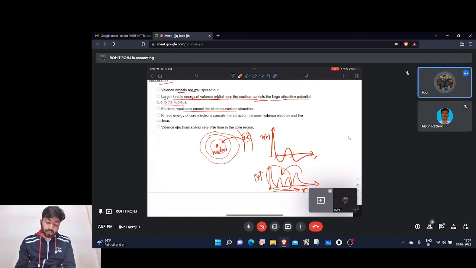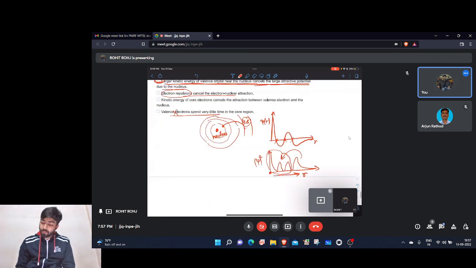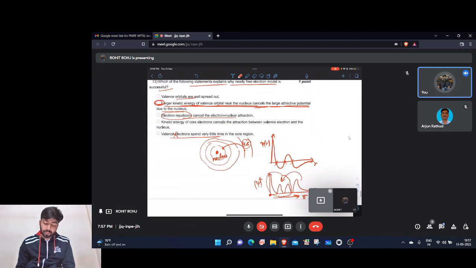This is the reason of cancelling, not the electron repulsions, or that valence electrons spend very little time. This is a false statement. And kinetic energy of core electrons cancels the attraction between valence and nucleus? No, it's not that. So the correct option in this scenario is B. Okay. So this way we have completed assignment 6.